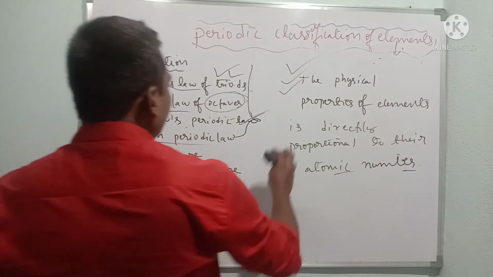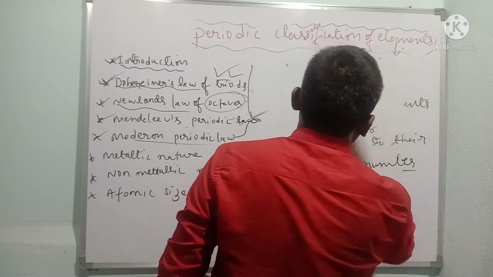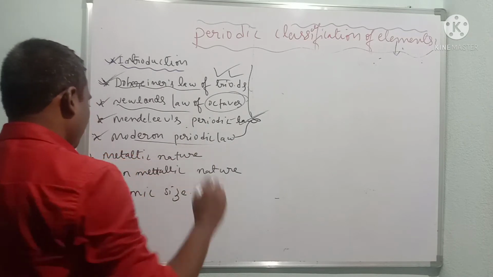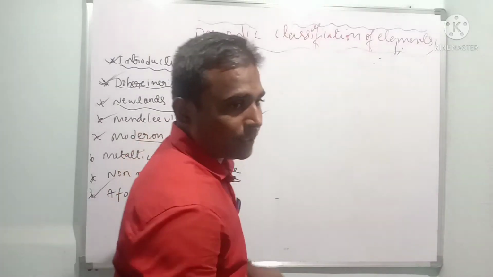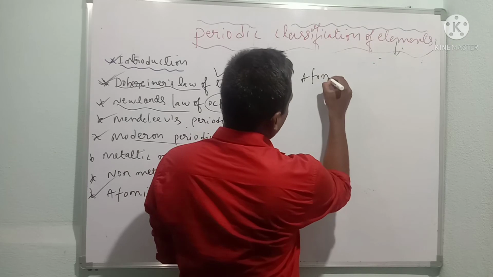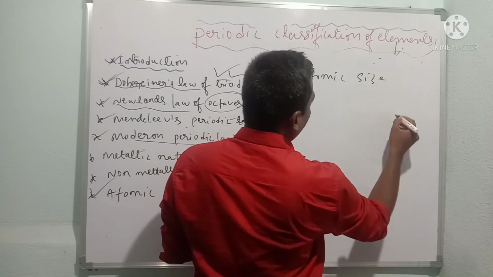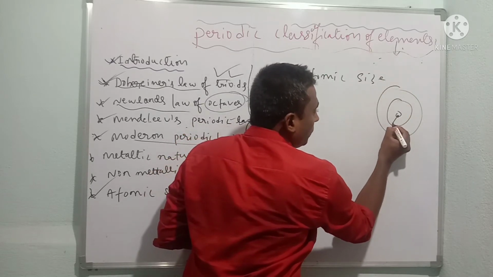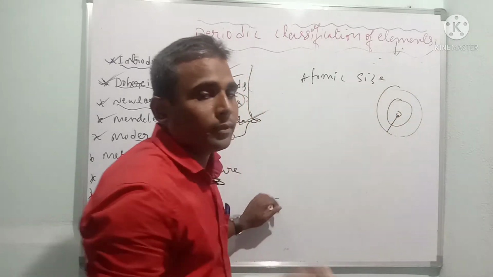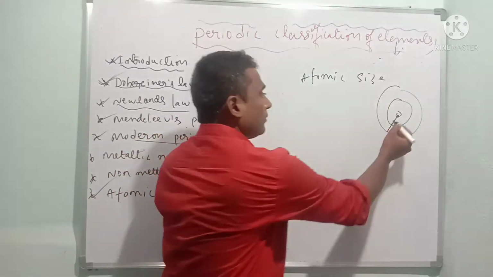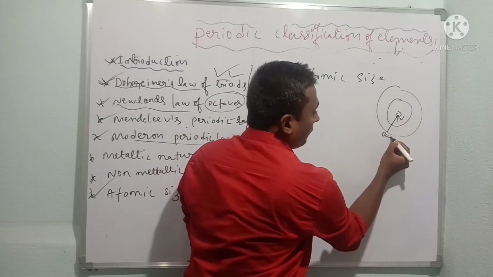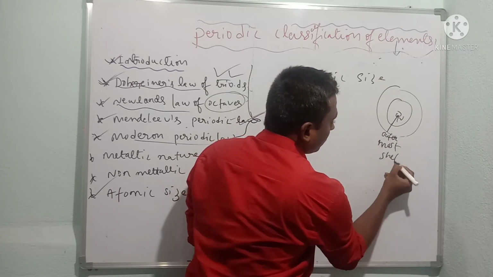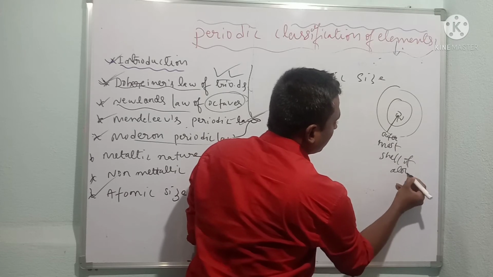So after that we move to the important point, the variation of different physical properties of the elements. First one, let me take atomic size. So what is atomic size? If I consider an atom, the distance from the center of the nucleus to the outermost shell of the atom is called atomic size.